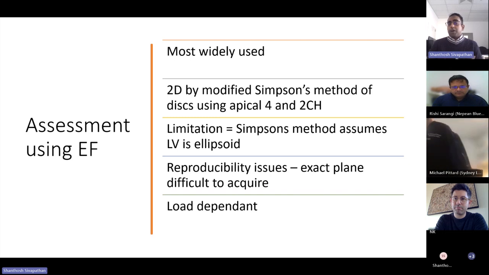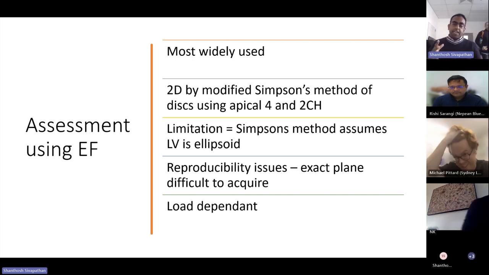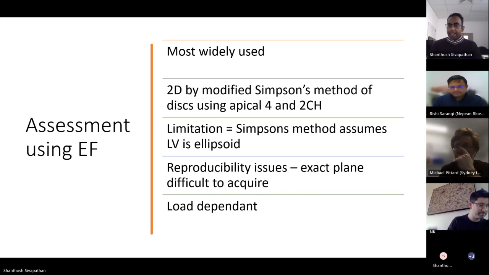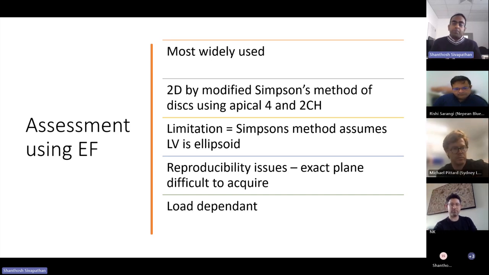Now, EF by Simpson's biplane is the one that is most widely used, and we use it on 4 and 2 chamber views. There are limitations, obviously. It assumes that the LV is an ellipsoid, and those geometric assumptions make the EF assessment not that accurate. There are also issues in terms of reproducibility because, particularly in ICU patients or any patients, if you don't have the exact plane, then you're going to get a different measurement. And particularly if you foreshorten the LV, you're going to either over or underestimate the EF.